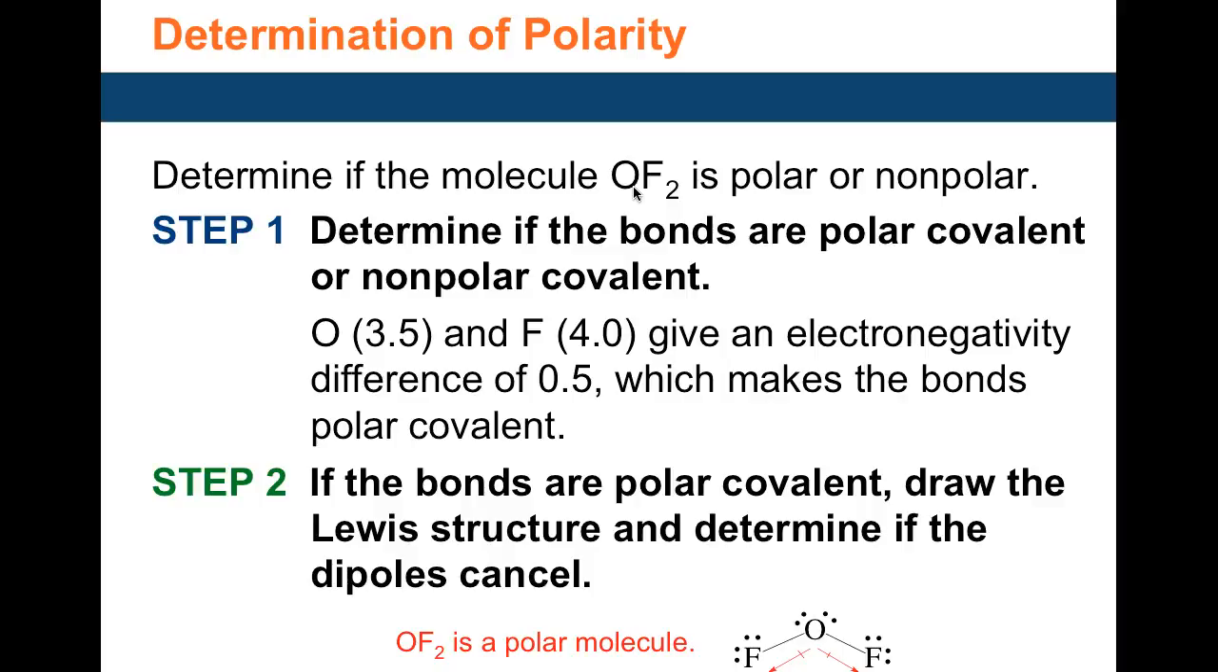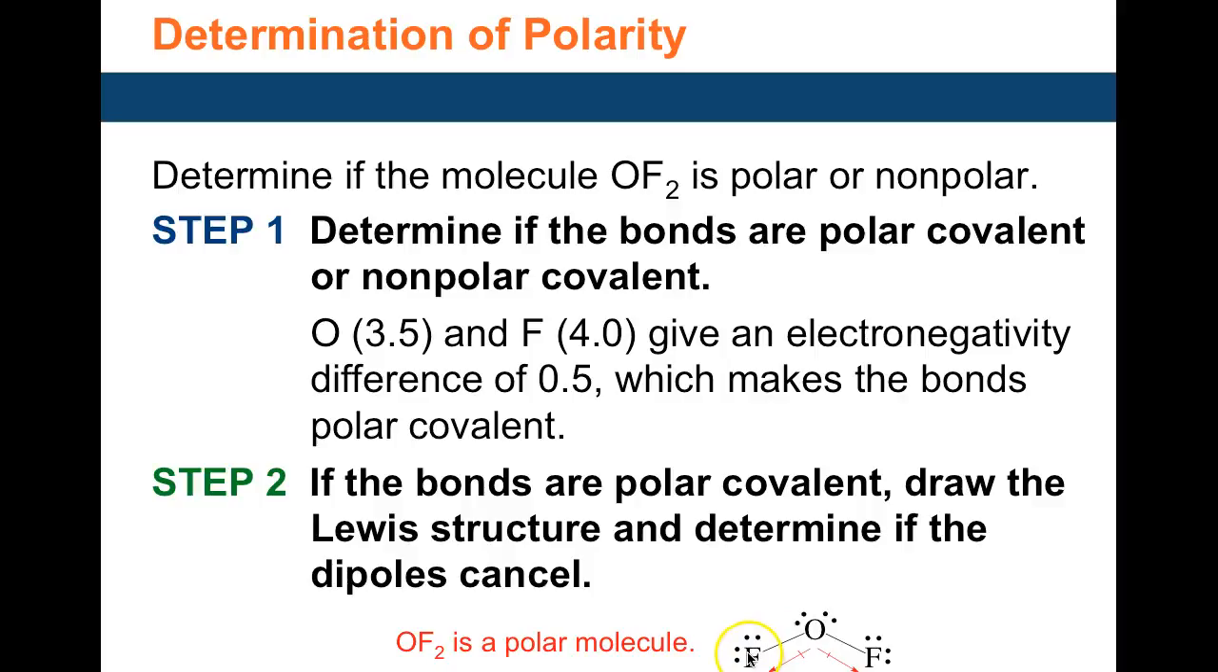So when you look at the structure of OF2, it has this type of Lewis dot structure. Oxygen is the central atom, the two fluorines are the surrounding atoms, and around the central atom you have two lone pairs and two bonds, four electron groups. However, two of them are bonds and two are lone pairs, so it has a bent shape.